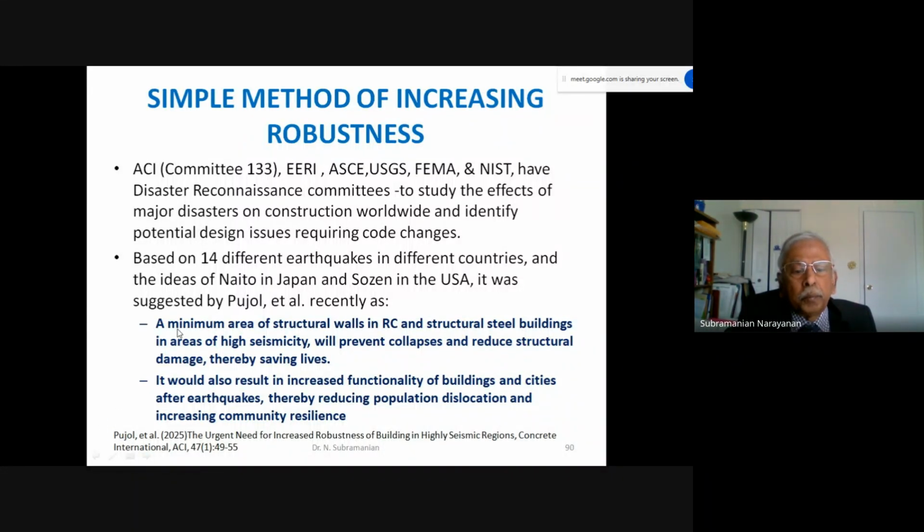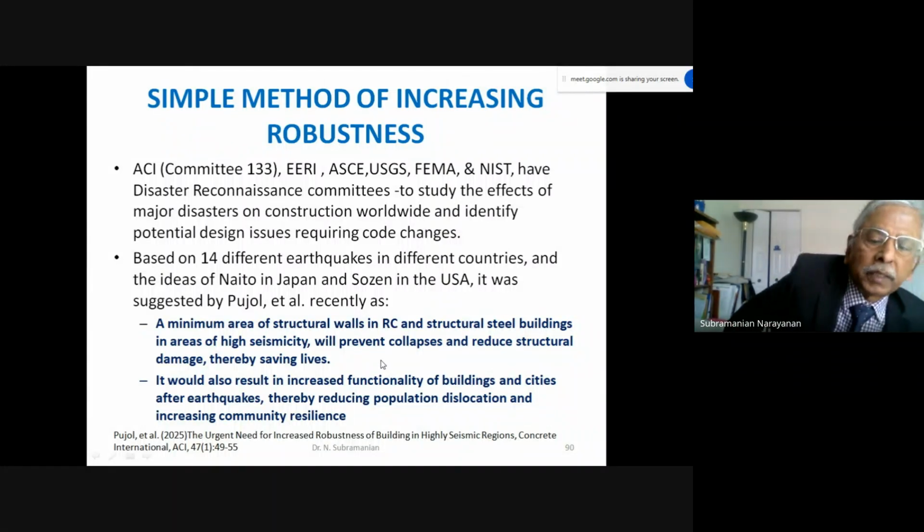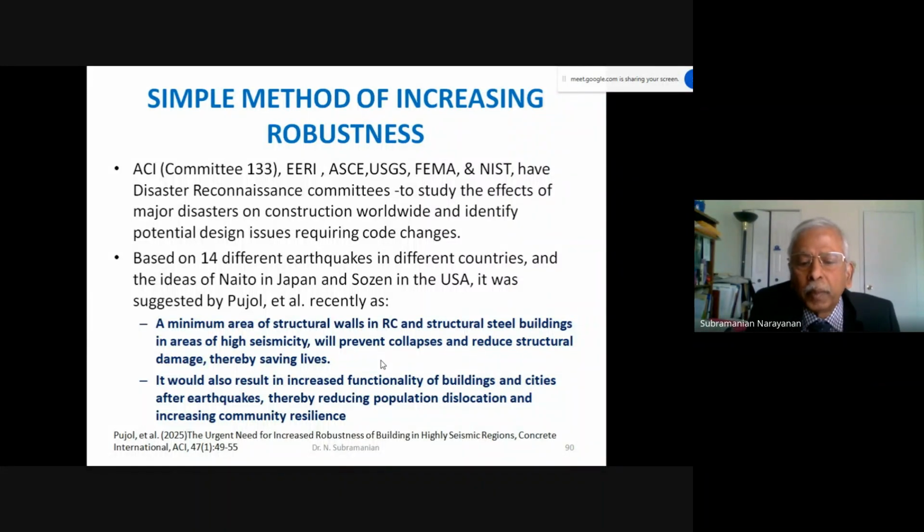It was suggested by Pujol et al. recently that a minimum area of structural walls in RC and structural steel buildings in areas of high seismicity will prevent collapse and reduce structural damage, thereby saving lives. It could also result in increased functionality of buildings and cities after earthquake, thereby reducing population dislocation and increased community resilience.